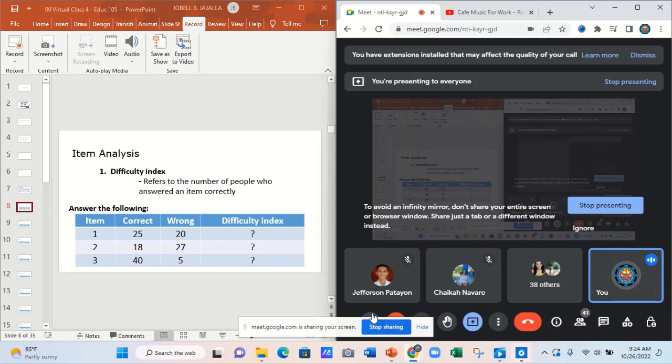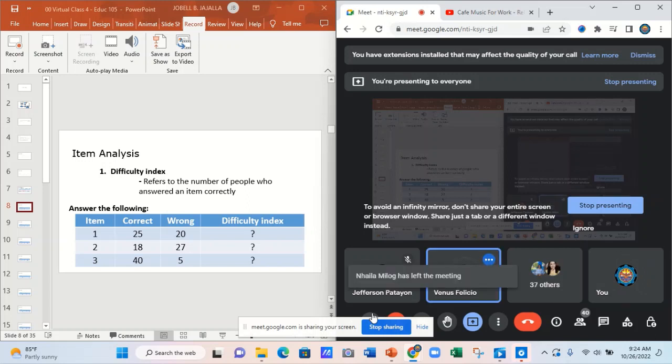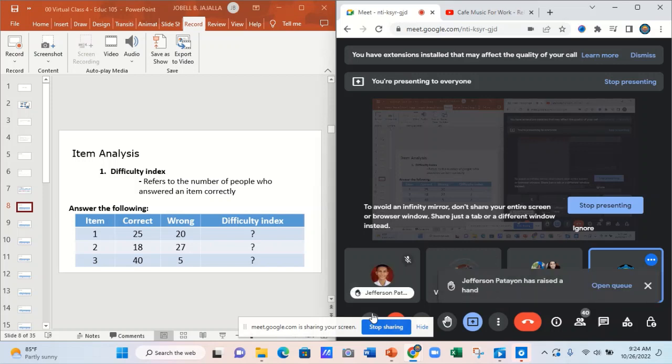Now, the third one, I would like to call the third one. I believe that's Miss Felicio. What's your answer? 0.88. Are you sure? Okay, so it's not 0.88, it's 0.89. Okay, 0.89 na siya, because don't forget, you have to round off again to the nearest second decimal place or nearest hundredths na siya kung sa mathematics pa na parlance.